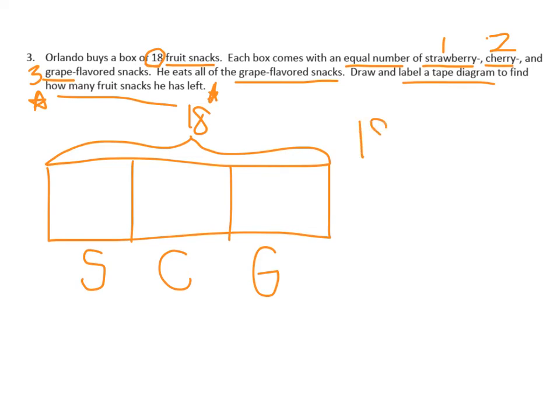So I see that there were 18 total, divided into 3 different kinds, and now I need to figure out how many of each kind there are. Go ahead and pause the video while you work to solve 18 divided by 3. Replay when you are ready.